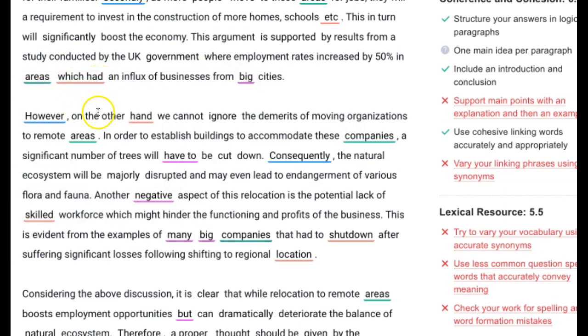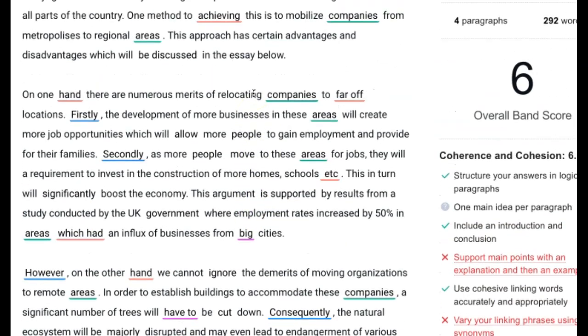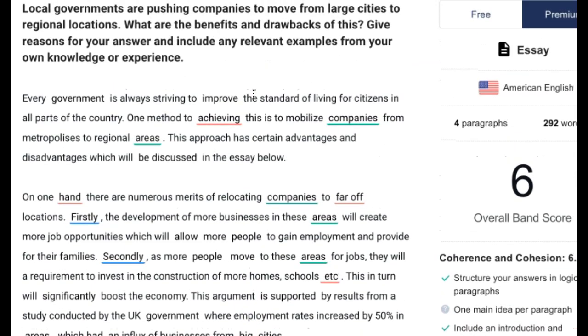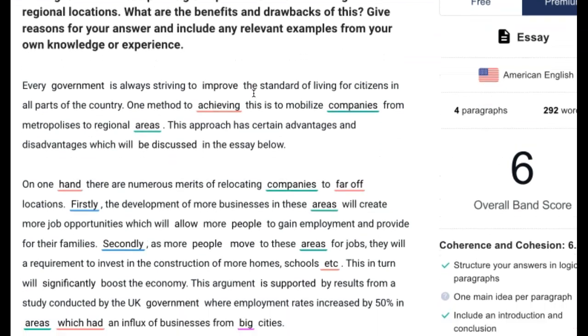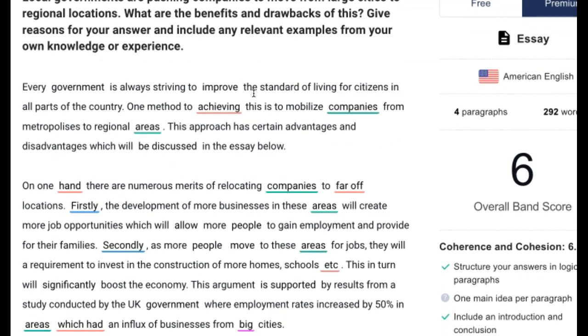Obviously, human essay correction is going to be superior, but obviously, it costs more and it's a little bit slower. So it's your call. Have a great day and all the best.